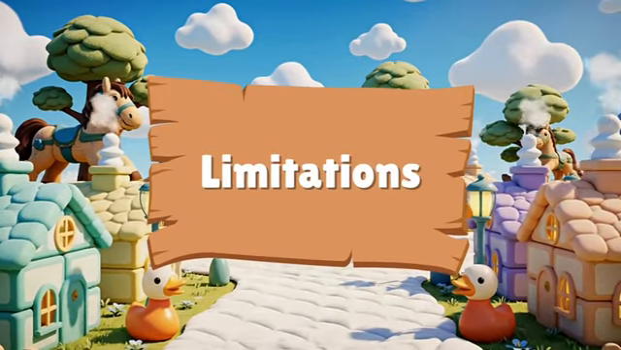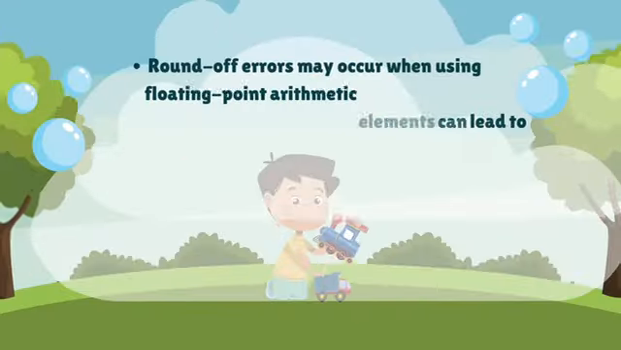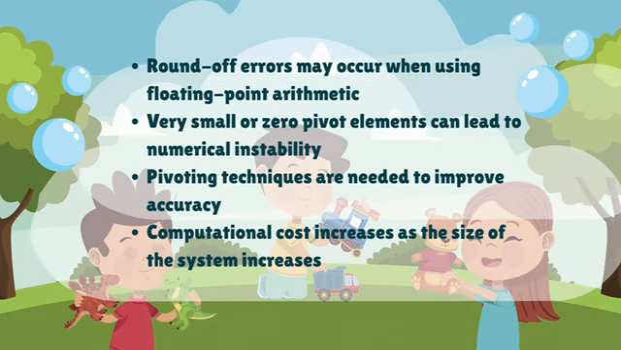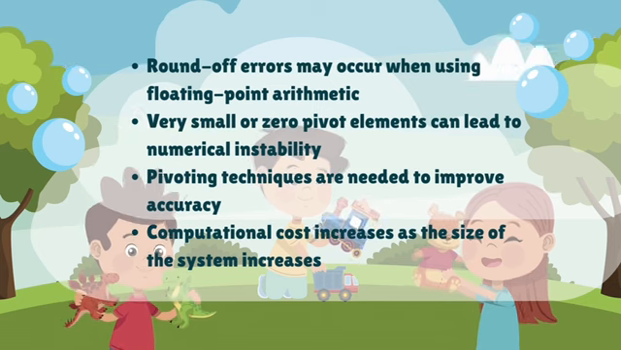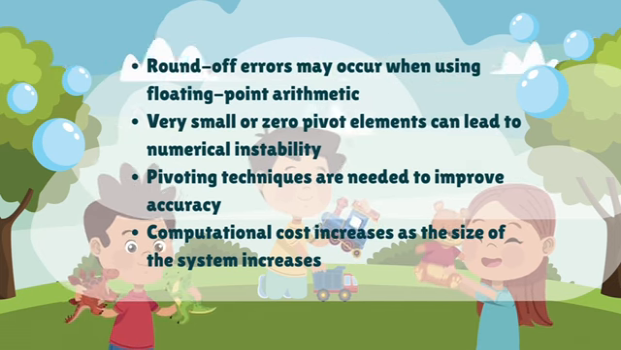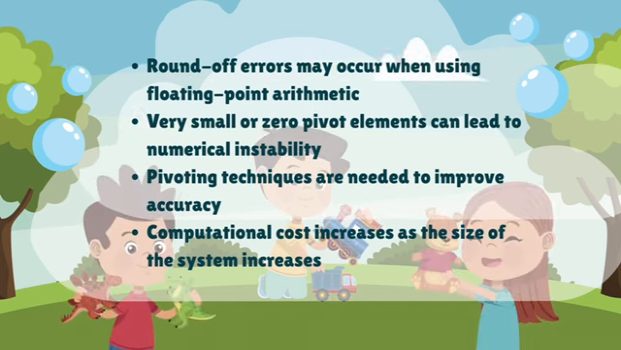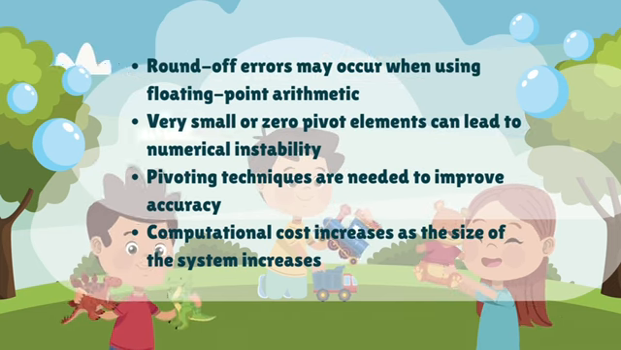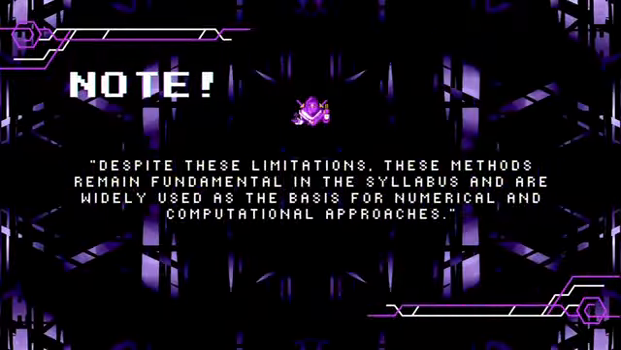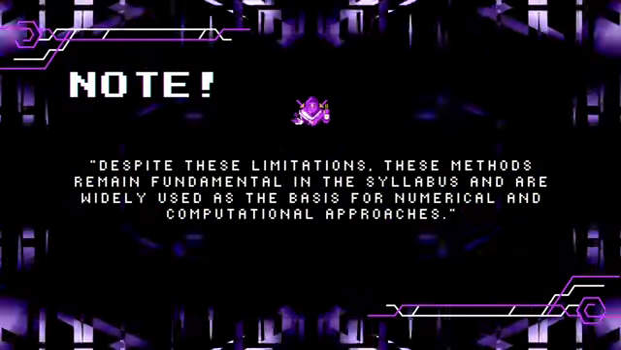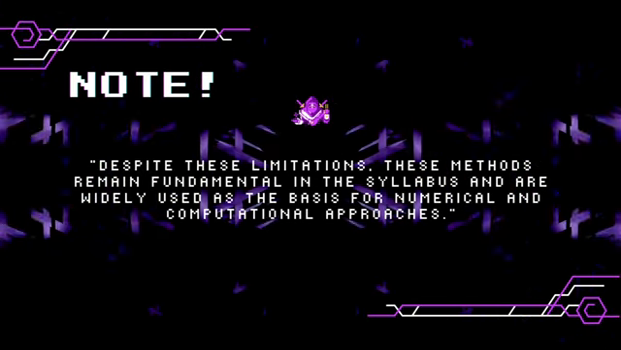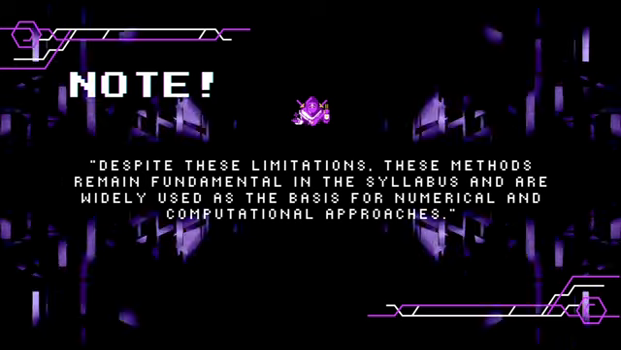Limitations of Gaussian elimination. Round-off errors may occur when using floating point arithmetic. Very small or zero pivot elements can lead to numerical instability. Pivoting techniques are also needed to improve accuracy. Do you know that computational cost increases as the size of the system increases? Please take note, despite these limitations, all these three methods remain fundamental in the syllabus and are widely used as the basis for numerical and computational approaches.